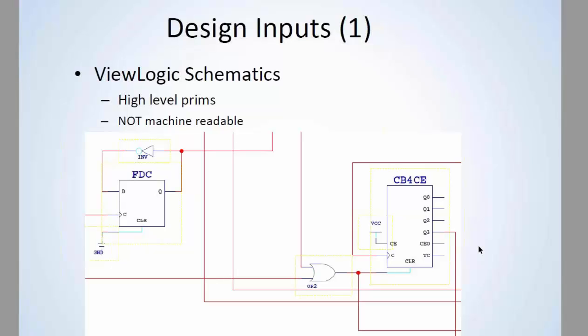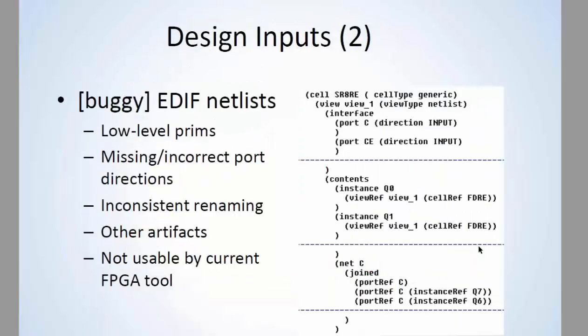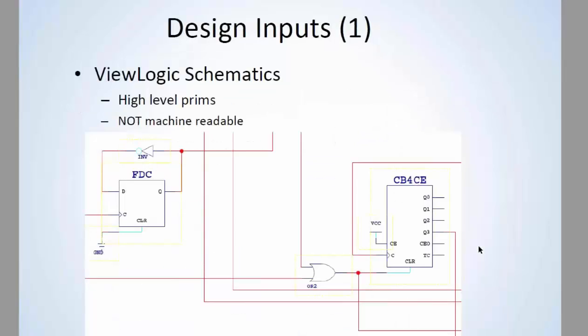So that's the first input, non-machine readable. The second input, I'll go back for a second, non-machine readable, but somewhat understandable to the human eye.